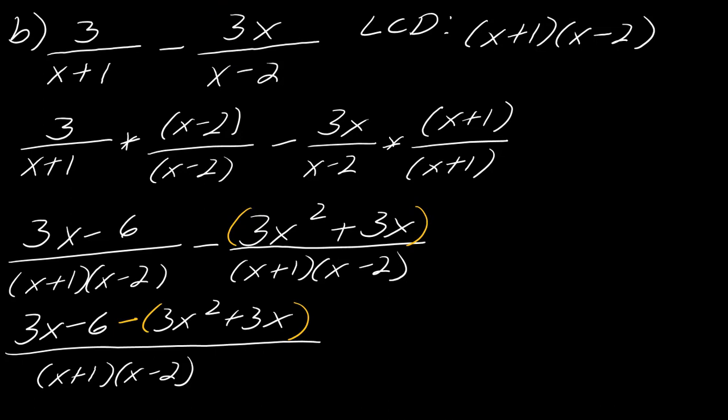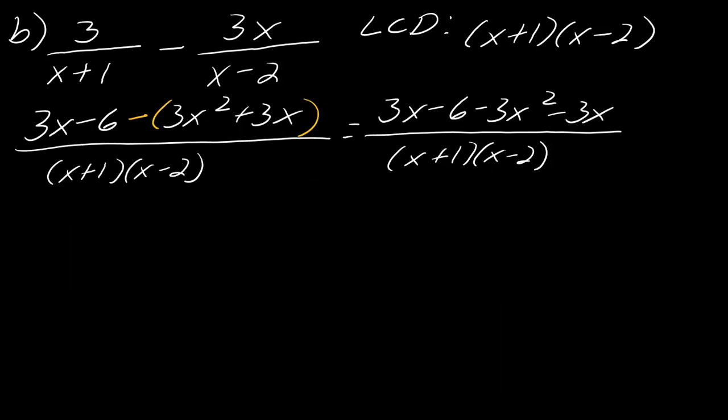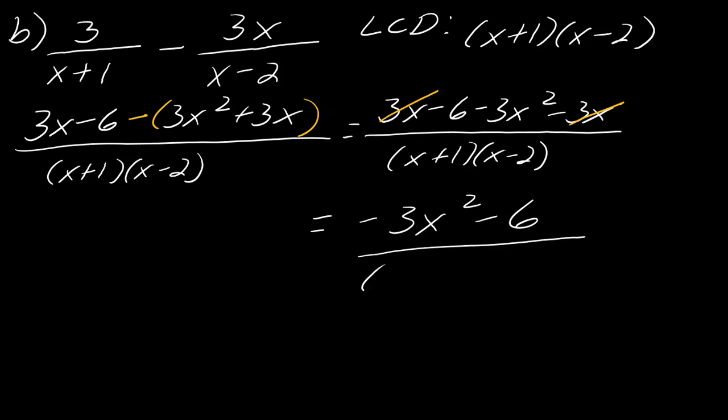So let's go ahead now and distribute. So it looks like this. And let me just clear off a little bit of space so I can finish this. So I'll move the problem. Okay, so now you can see that the 3x's are going to drop out here. And so my final answer is going to be negative 3x squared minus 6 over the denominator.